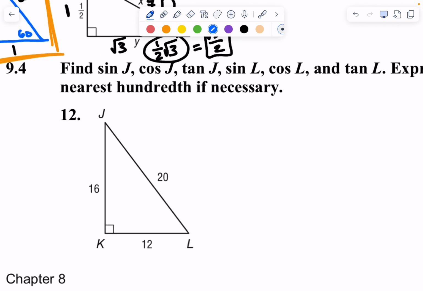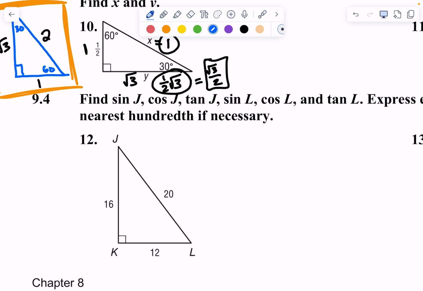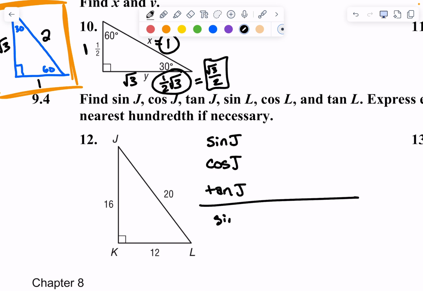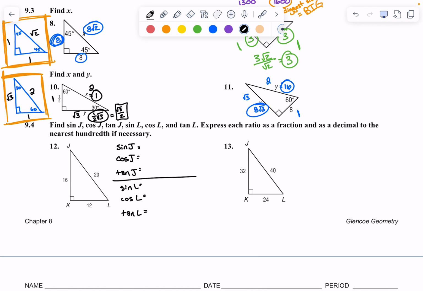Okay. Number 12. This is where it's going to get really icky. Here you go. Write this down. They want us to find sine of J, cosine of J, tangent of J. Put a line. Sine of L, cosine of L, tangent of L, and put an equal sign after each one. And if you get done with that, start over with 13. Same thing. They want sine of J, cosine of J, tangent of J, and then they want sine of L, cosine of L, and tangent of L.